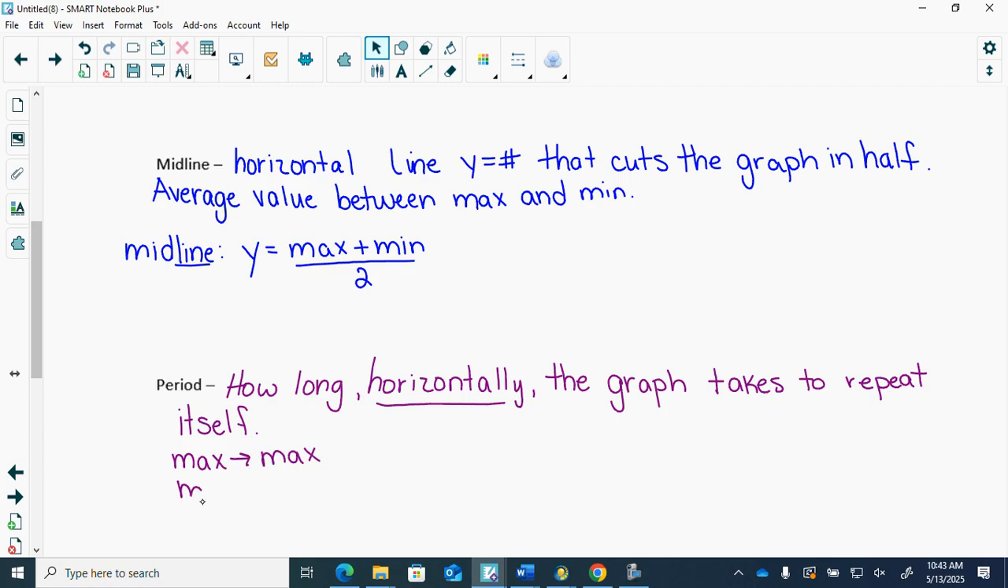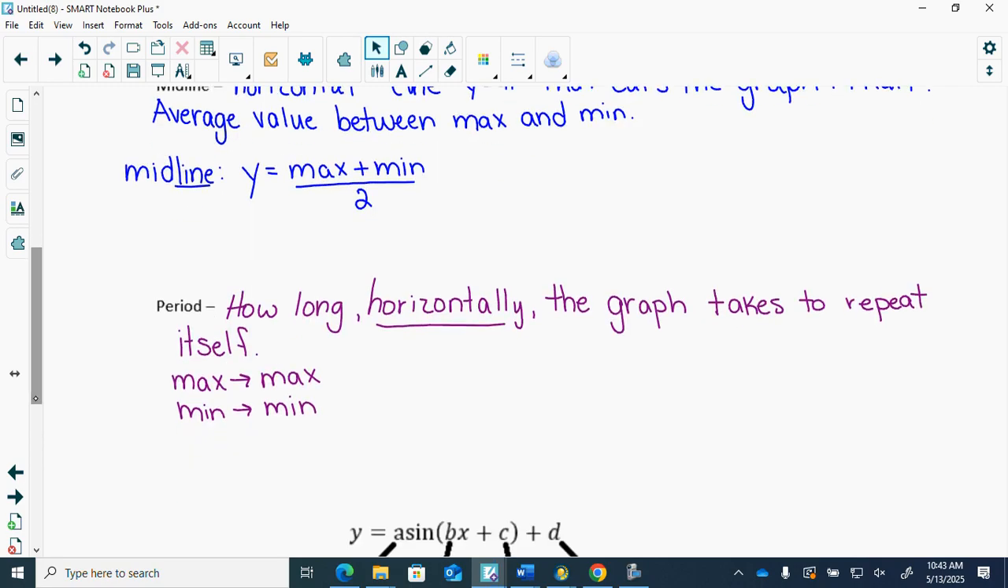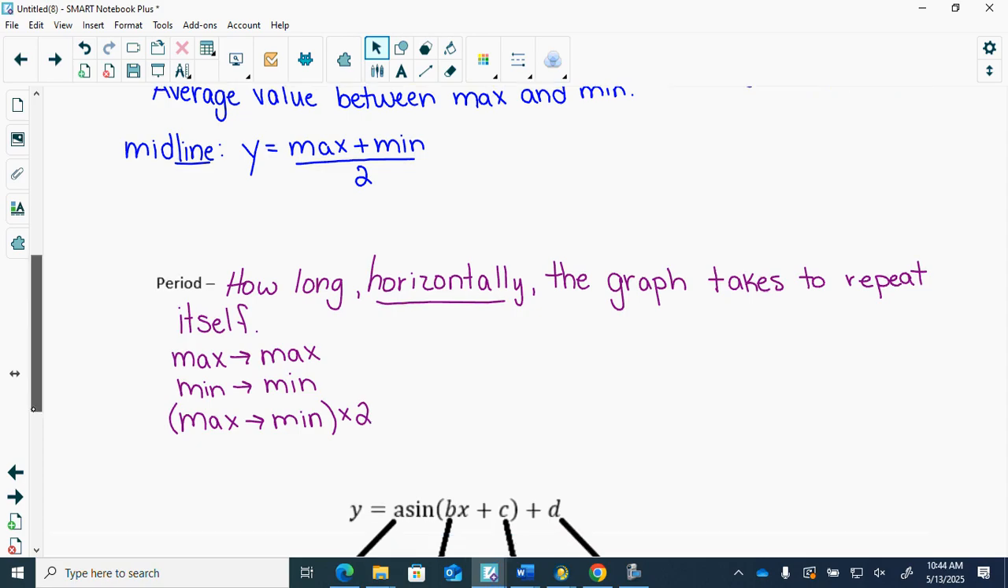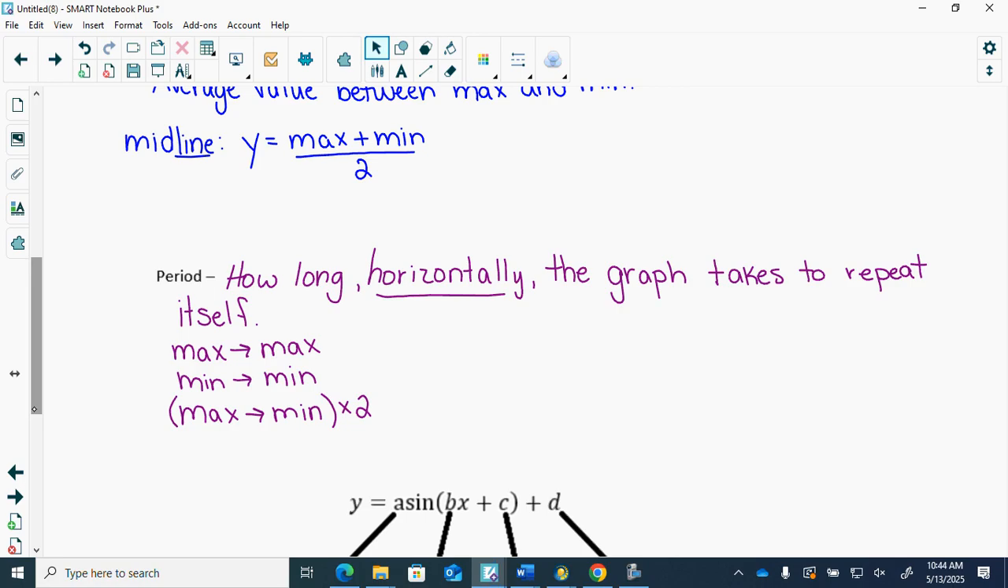It could be from a min to a min. It could be from a max to a min. But if it's from a max to a min, what am I going to have to do? What do you think? Opposite. Because from a max to a min would be halfway, right? Or a min to a max would be halfway. Or there's the last one. We can start at the y-axis. Go past the max and min to repeat itself.